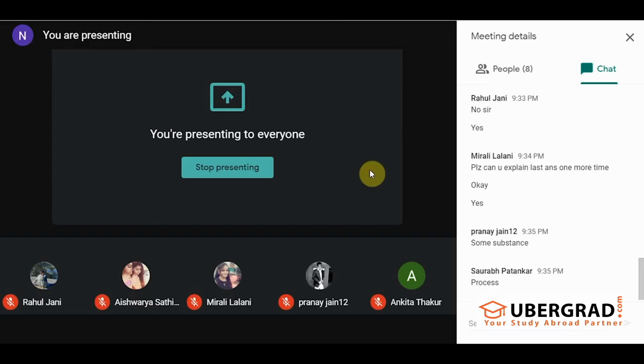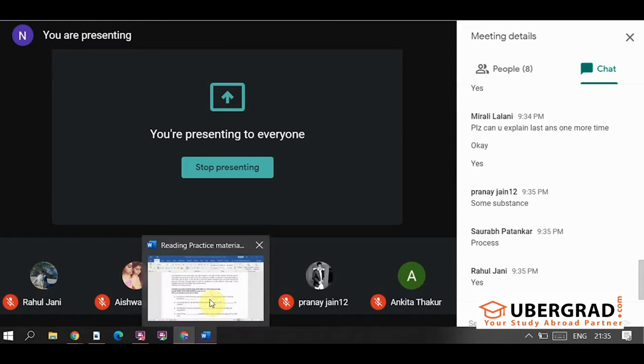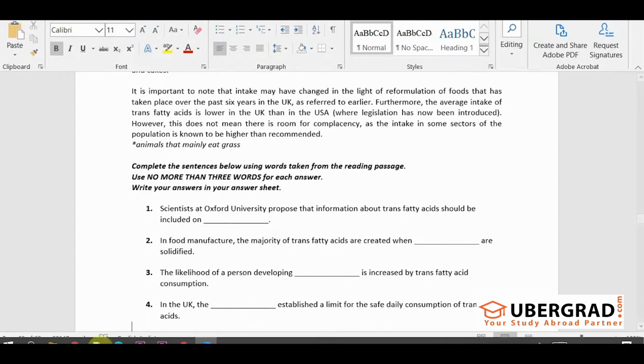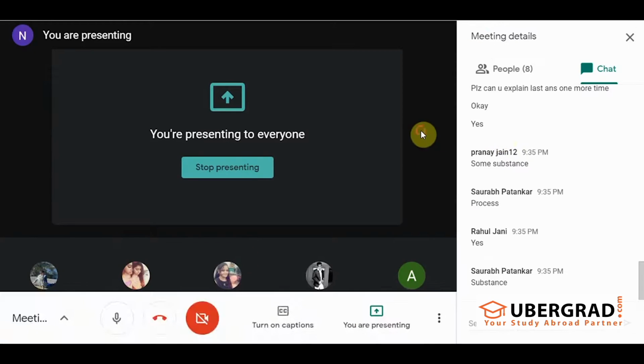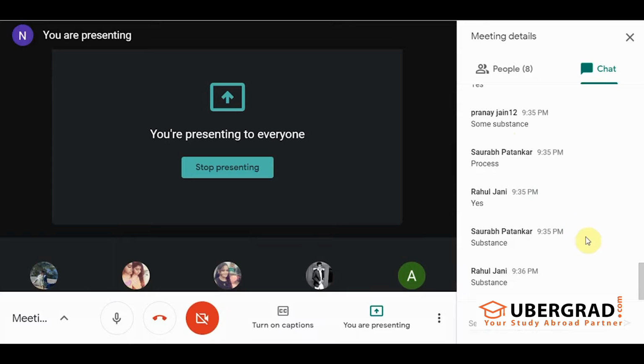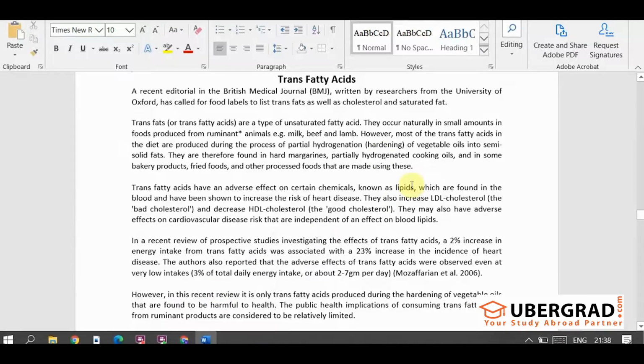Saurabh, it's not about a process. It's talking about a substance. When dash are solidified, what gets solidified? So it has to be the name of a thing. It has to be a noun. Something gets solidified from which we get a majority of trans fatty acids. Did you get the answer?